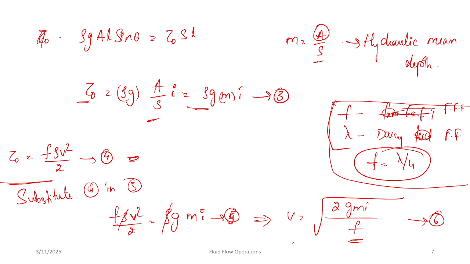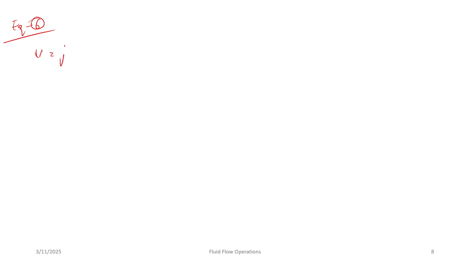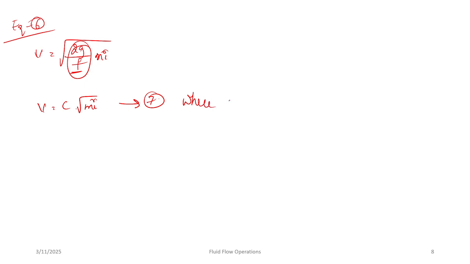So let's write equation number 6 again. V is equal to square root of 2G by F into M I, right? Let's say this is constant because fanning friction factor and gravity are all constant. So let's represent it as C, which stands for constant, into square root of M I. Let's say this is equation number 7. And here C stands for square root of 2G by F.